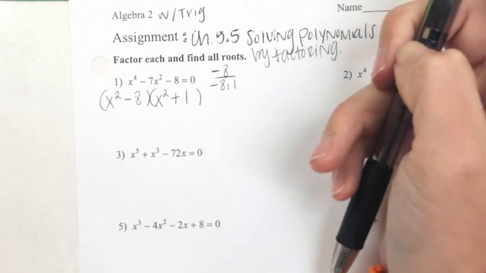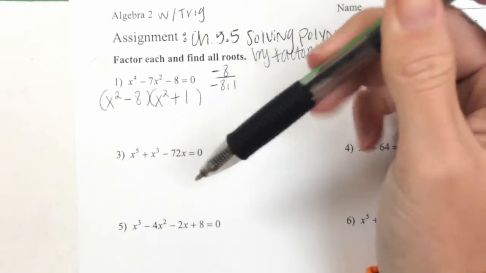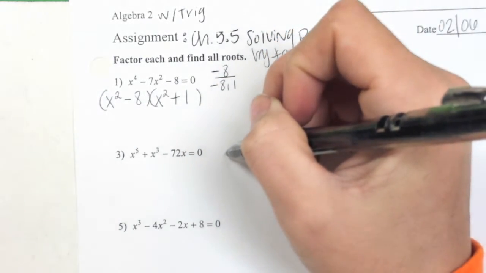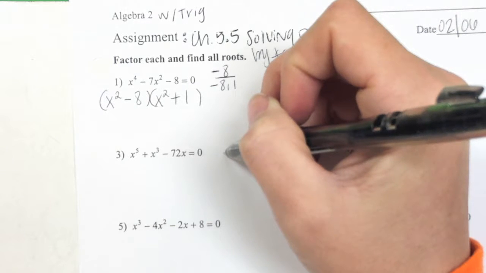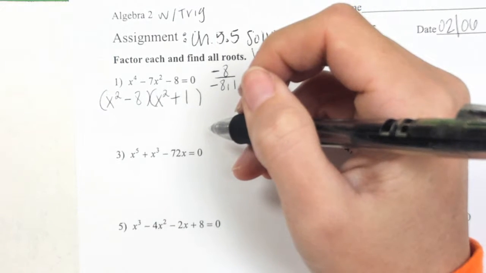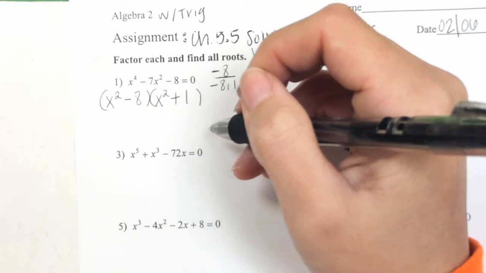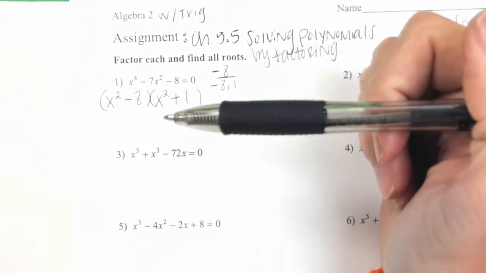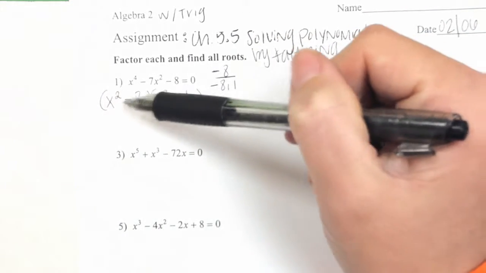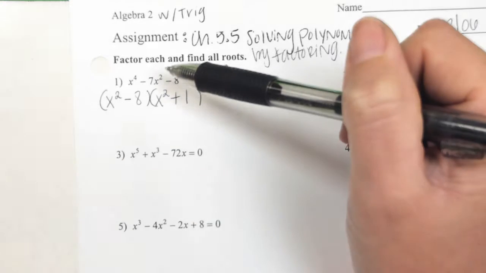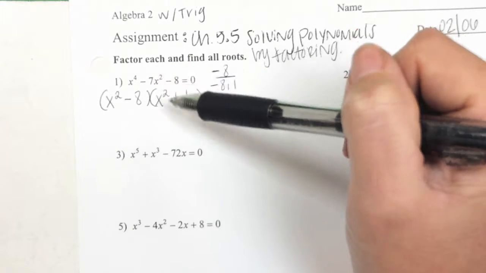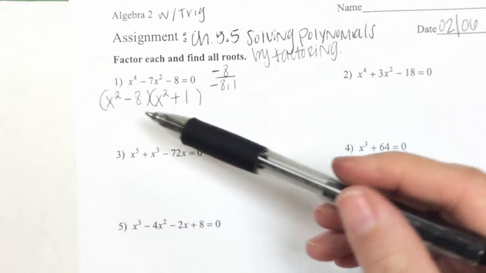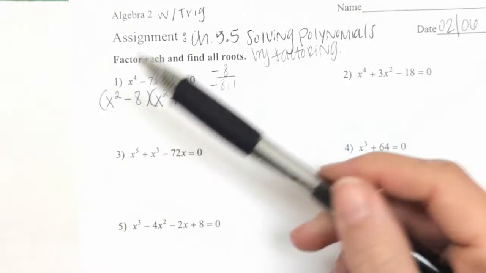Okay. So from here, we need to solve each one for x. But first we need to ask ourselves, is this fully factored? In other words, could I factor this down more? Or could I factor this down more? These both have 2 terms, and the only thing we've talked about with 2 terms and with the squared is difference of squares.